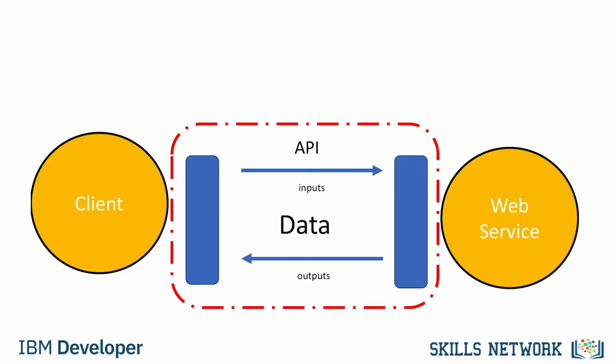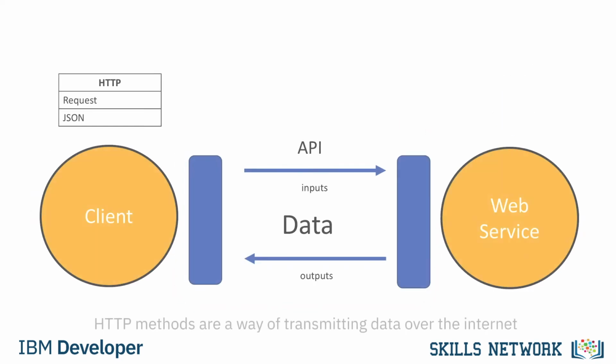Here are some common API-related terms. You or your code can be thought of as a client. The web service is referred to as a resource. The client finds the service through an endpoint. The client sends the request to the resource and the response to the client. HTTP methods are a way of transmitting data over the internet.